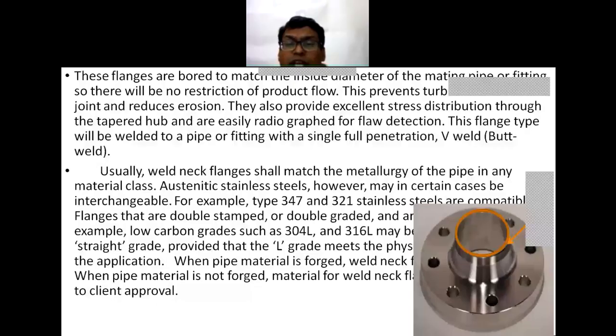Usually these welded neck flanges shall match the metallurgy of the pipe in any material class. The austenitic stainless steel, however, may in certain cases be interchangeable. So, for example, 347 and 321 stainless steels are combined, so that the flanges will be dual certified.